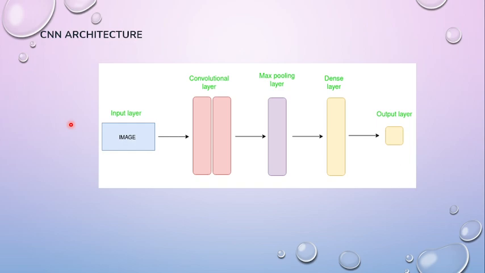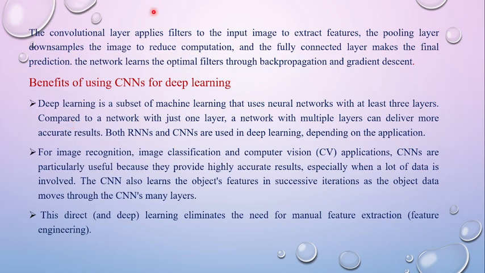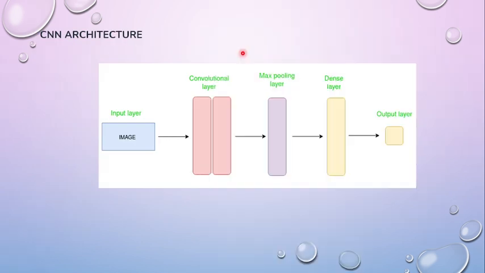Whenever you give the input, the convolutional layer applies filters to the input image to extract features. The pooling layer down samples the image to reduce computation, and the fully connected layer makes the final prediction. The network learns the optimal filters through back propagation and gradient descent. Once you go for an experiment, you will get a better idea. This is the general one.